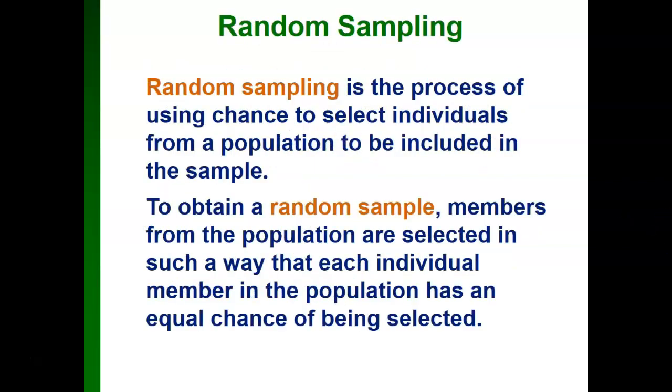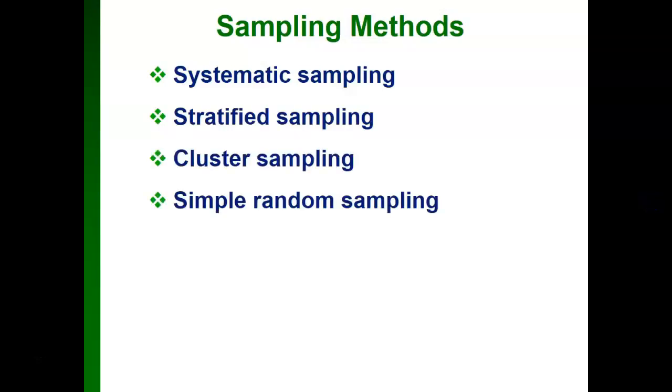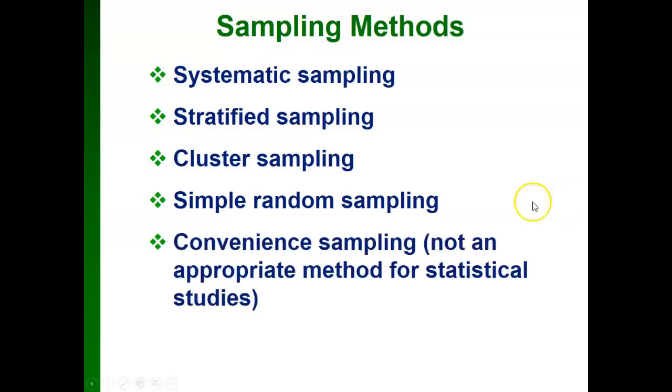Random sampling is the process of using chance to select individuals from a population to be included in a sample. So to obtain a random sample, members from the population are selected in such a way that each individual member in the population has an equal chance of being selected. Here are some different sampling methods: systematic sampling, stratified sampling, cluster sampling, simple random sampling, and convenience sampling. Note that convenience sampling is not an appropriate method for statistical studies.